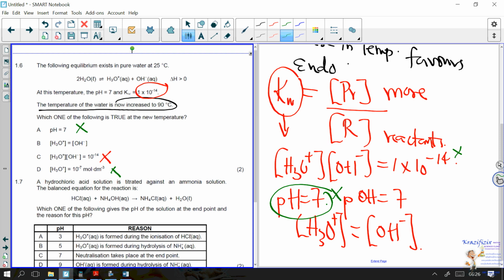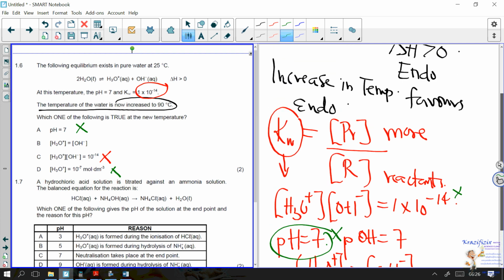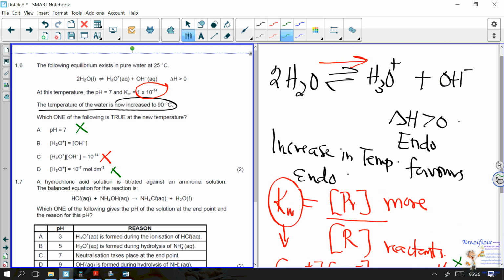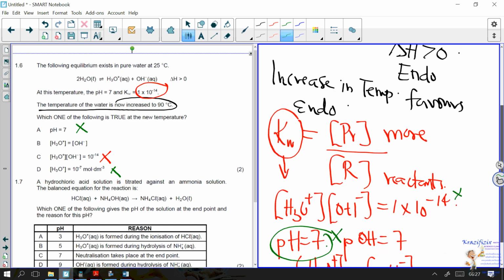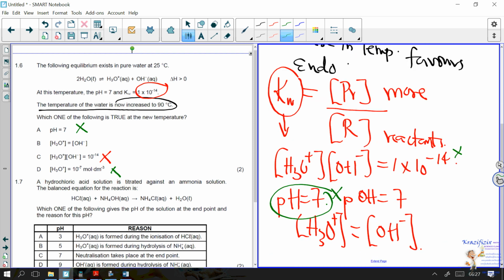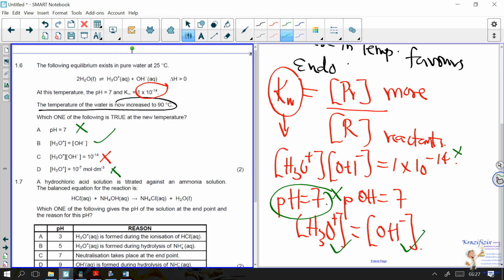Now, look at my reaction. Let's go back to the reaction. Here, these are two products. We said the forward reaction is favored. It means both will be favored equally. Therefore, my correct option is that the concentration of hydronium ions is still equal to the concentration of hydroxide ions. The correct answer is B. That's how we work things out there. This is more of chemical equilibrium.